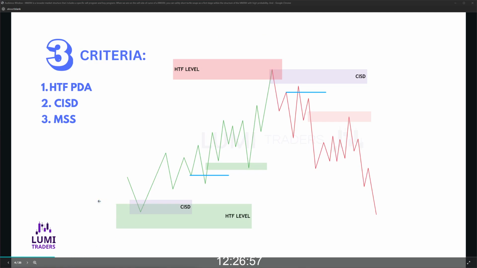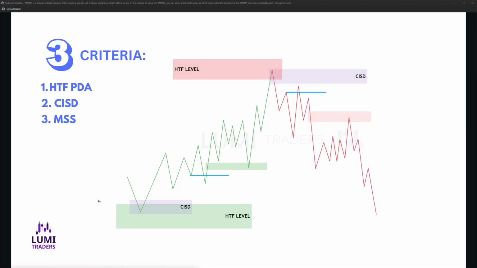In order to anticipate a smart money reversal and transition, let's say, from a buy program to a sell program, you must consider three points every single time. You must consider the higher time frame PD array. Always, always, always. Everything starts with the higher time frame PD array. After this, we want to find a change in the state of delivery. And the last point is going to be a market structure shift. Once again, exactly in this order: higher time frame PD array, change in the state of delivery, market structure shift.